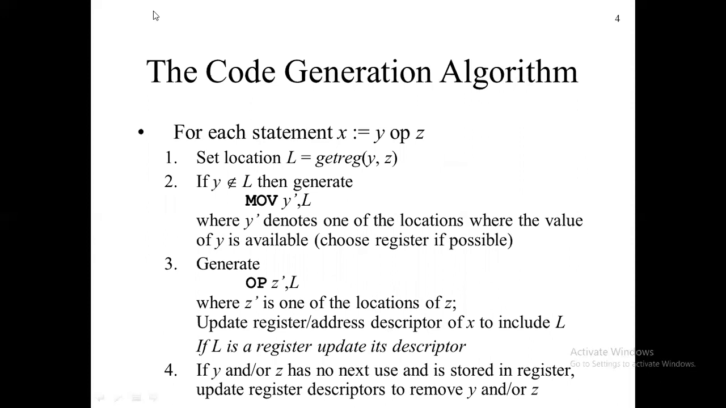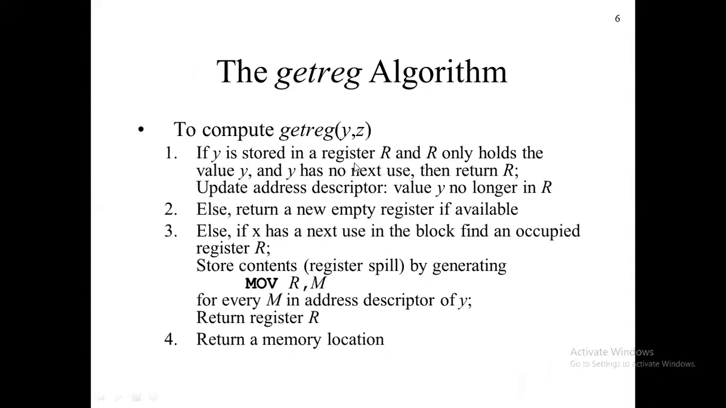Code generator algorithm. Here, the input to the code generator is the intermediate representation, that is the three address format: X is equal to Y operator Z. First, set the location. You have the getRegister function, which is used to find the location of the computed result. The getRegister function contains two arguments, the value of Y and Z. Then that function is called here.